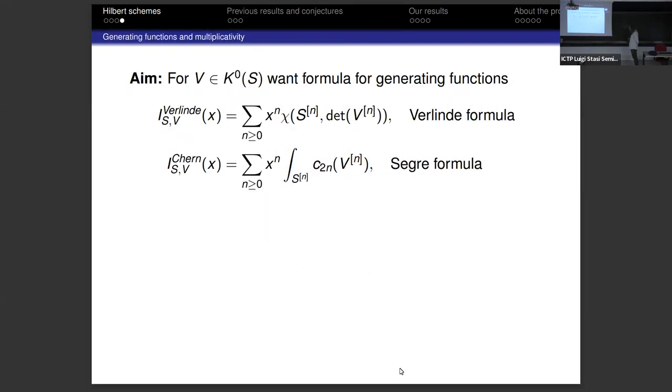So we want a formula for this generating function. I mean, it's a natural thing that this depends on the algebra scheme, depends on n. We know there's a multiplicative structure, so it's natural to write down the generating function. So we have the generating function for the Verlinde formula, and we have the generating function for the Segre formula. And we would like to know what they are.